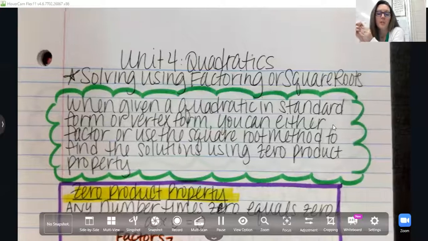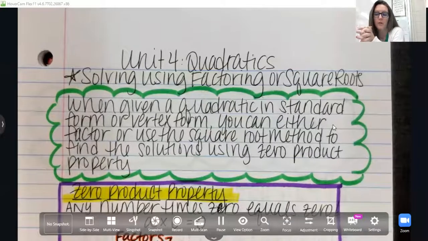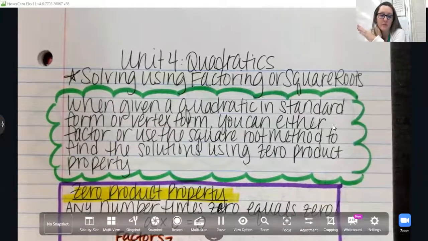Okay, we are moving into solving for quadratics. We've done some graphing. We've done forms of quadratics as far as vertex form, intercept form, and standard form, and how to go from one to the other. We've done a little bit of factoring, and now we're going to find the solutions of a quadratic function by factoring and by finding square roots.